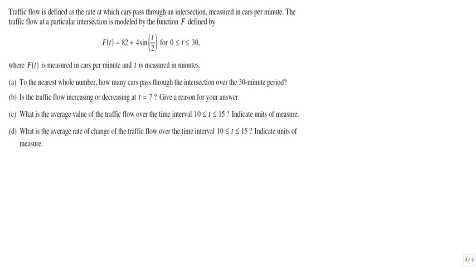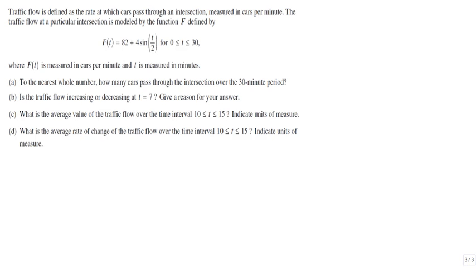Okay, in problem number 6, we're told that traffic flow is defined as the rate at which cars pass through an intersection, measured in cars per minute, and the traffic flow at a particular intersection is modeled by the function f, defined by f of t as 82 plus 4 sine of t over 2 for time between 0 and 30. F of t is measured in cars per minute, and t is measured in minutes.